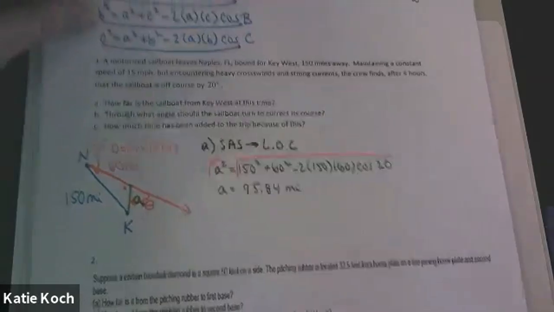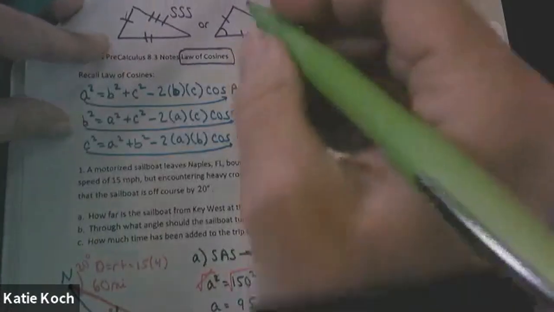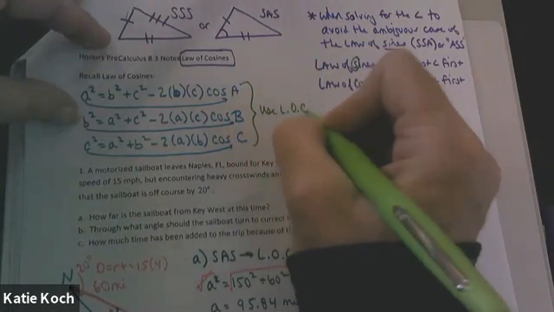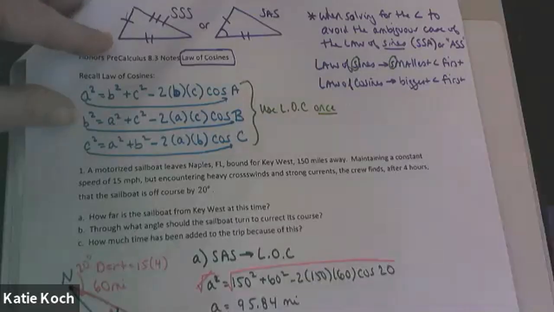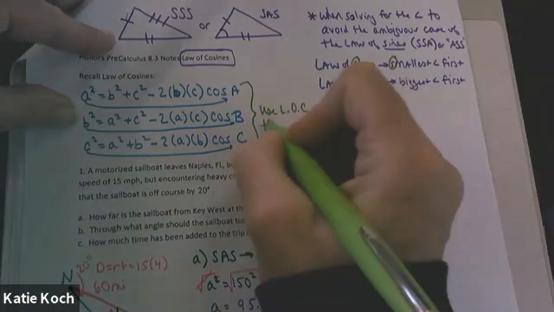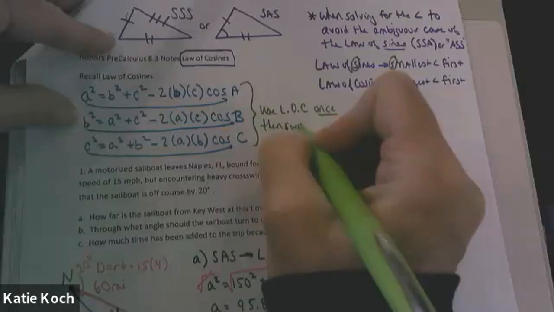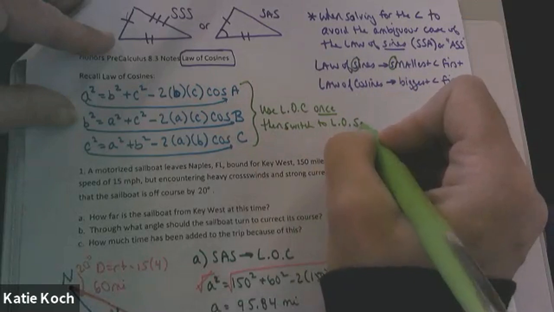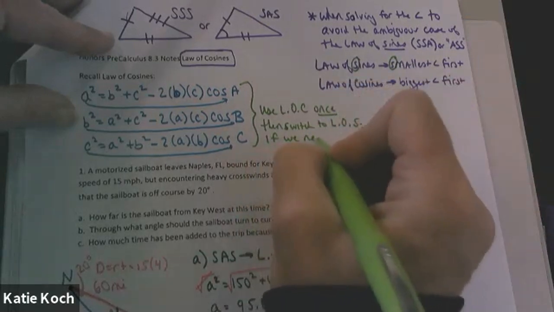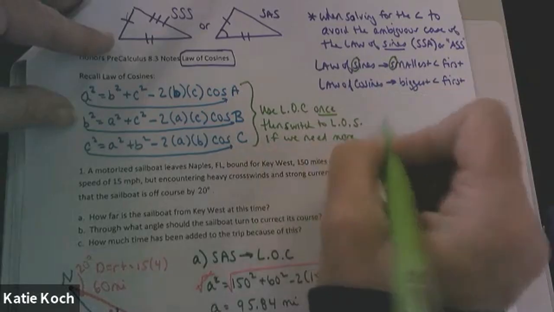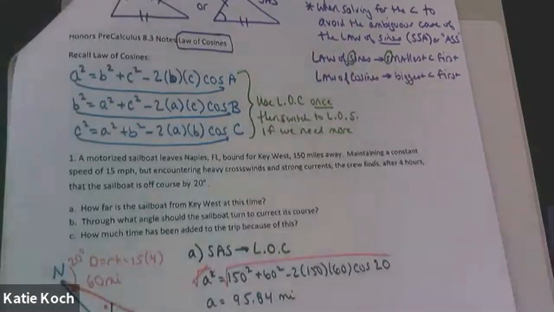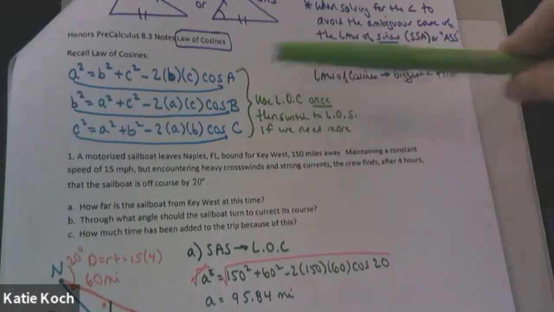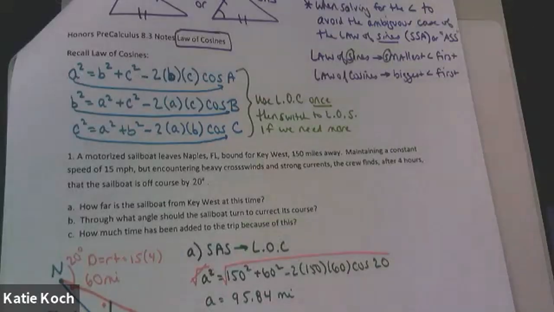So let me make a note back up at the top, one last note at the top. I'm going to use the law of cosines once, use LOC once, and then I'm going to switch to the law of sines if I need more, which we do in this case. We do that traditionally because people find solving the law of sines is easier with cross multiplying. So we're going to stick with law of cosines for the first step, and now we're solving for an angle. Let's switch to the law of sines.